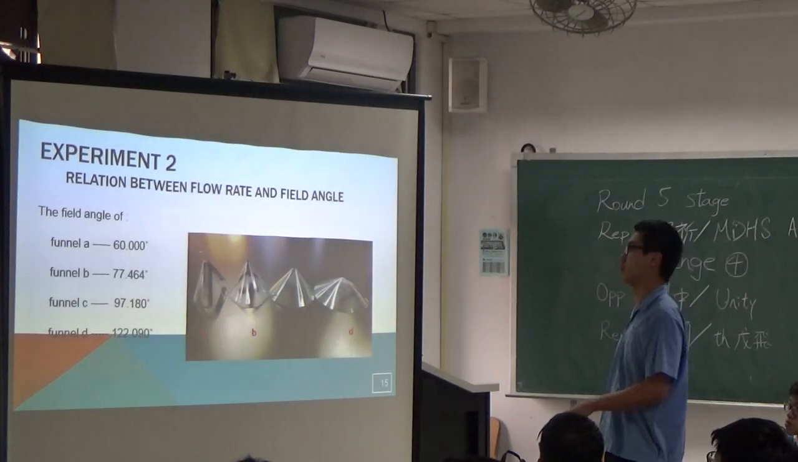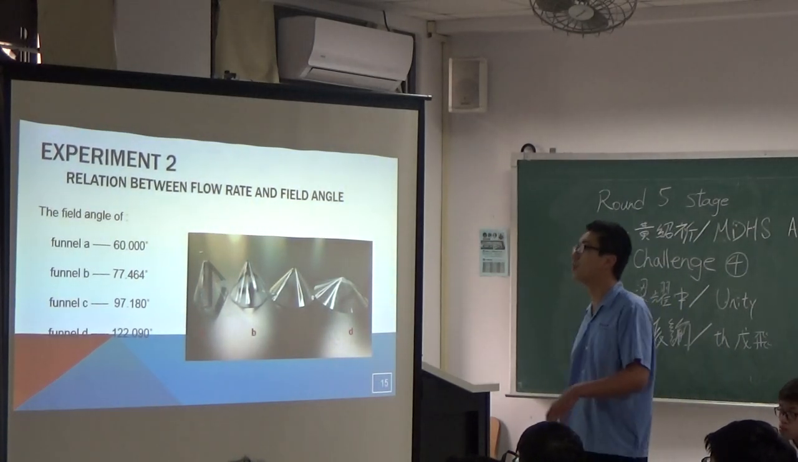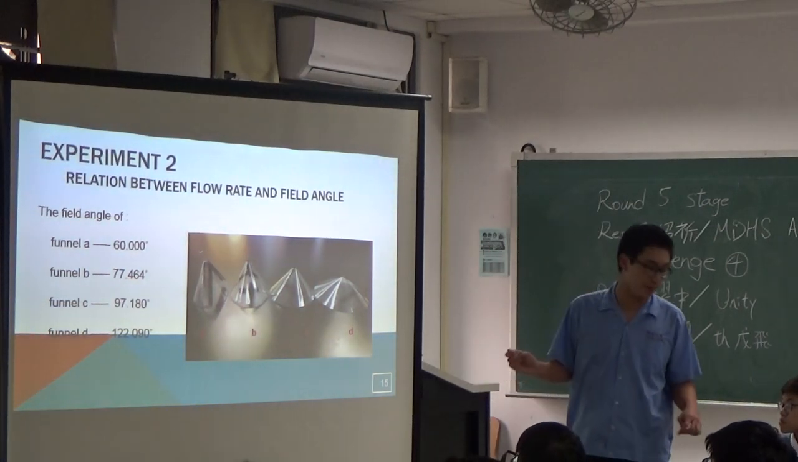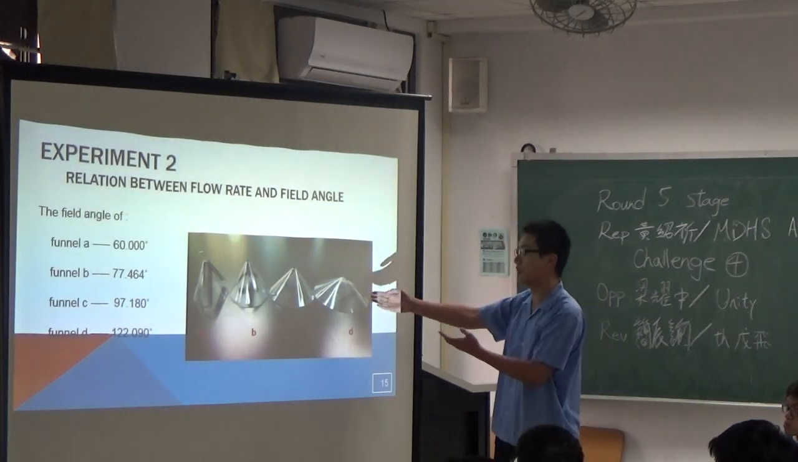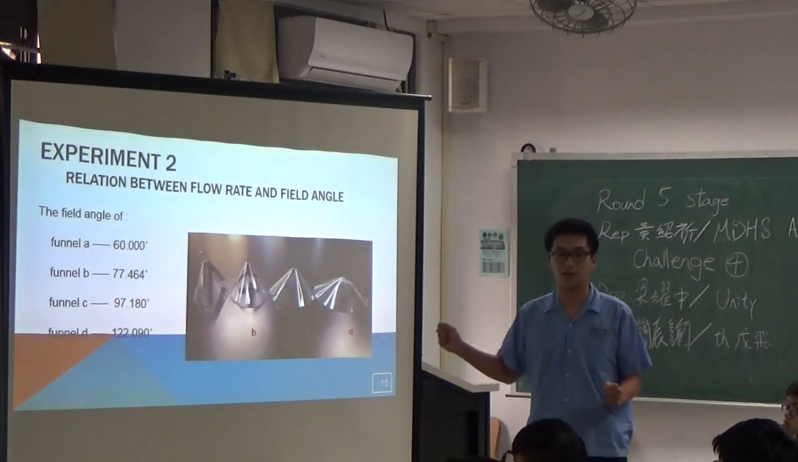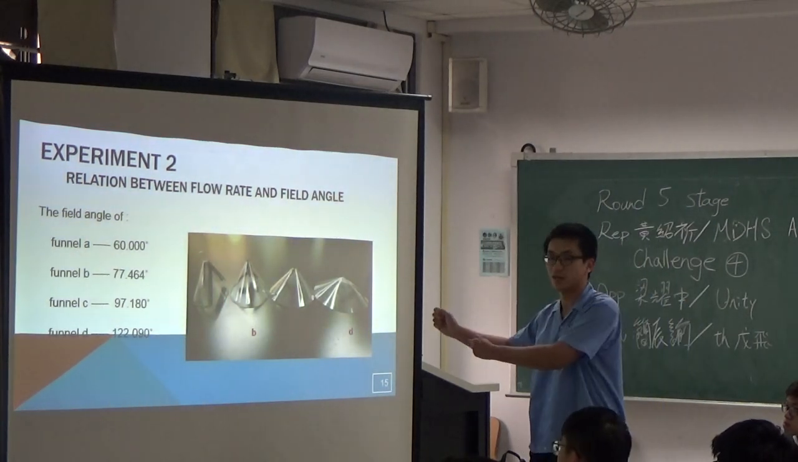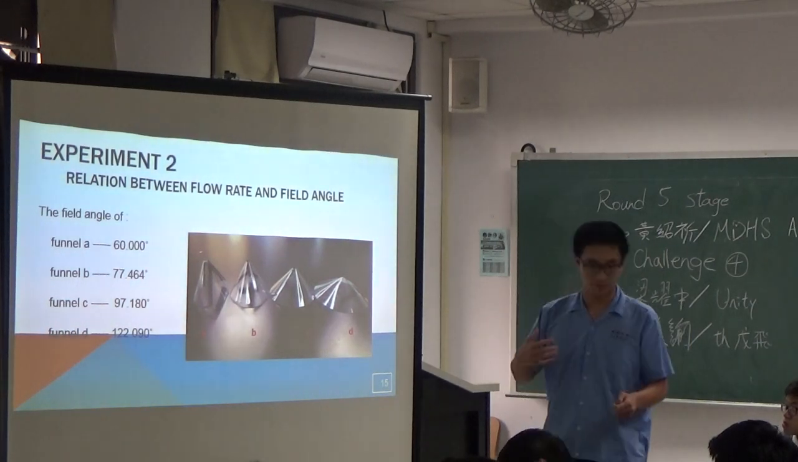And this is our experiment two, the relation between flow rate and funnel angle. We have A, B, C, D, four different funnel angles, and we measured them. We first made the funnel from plastic, and we took a paper and fit it inside, measured the radius of the paper, and calculated the funnel angle.